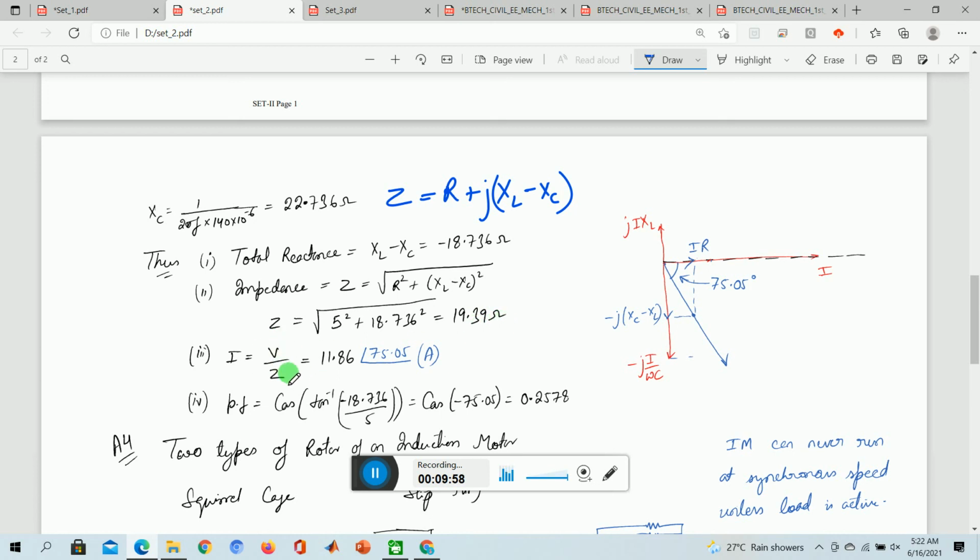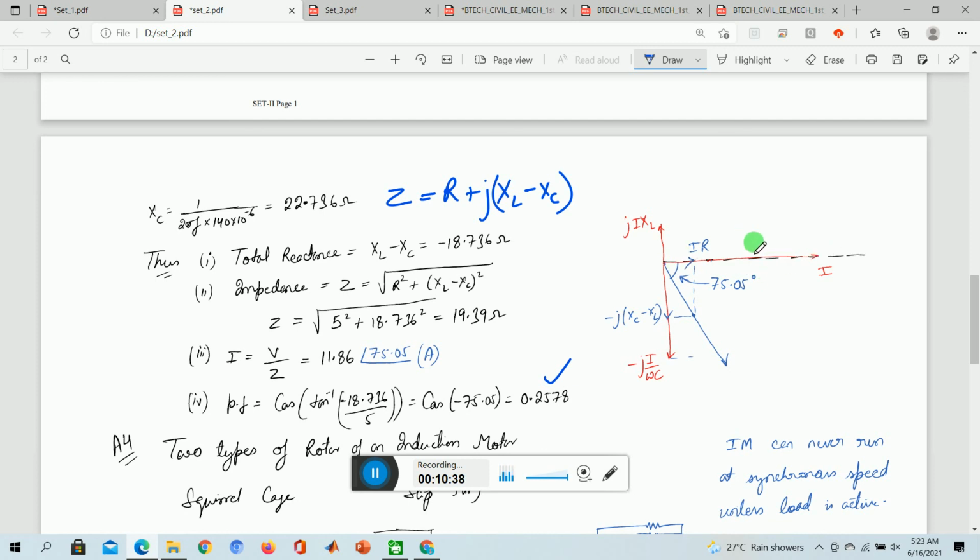Current is okay, very easy. You can write in terms of polar form, or you can simply write the magnitude. Answer is this magnitude 11.86. This angle will be used to determine the power factor. We can write the power factor from the net reactance, that is minus 18.736 divided by 5, the resistance. The tan inverse of this value will give you the angle, that is 75. Cos of this is 0.25. This is the power factor. So when you draw the phasor diagram, the current should be on the reference axis, that is the x-axis.